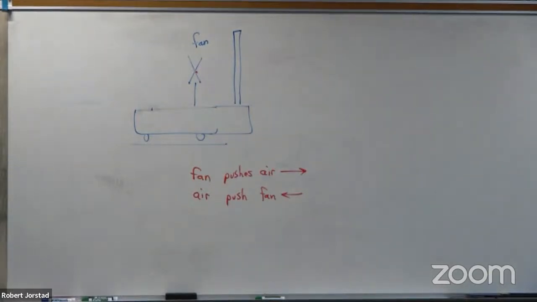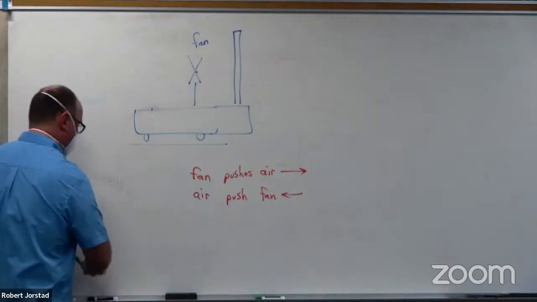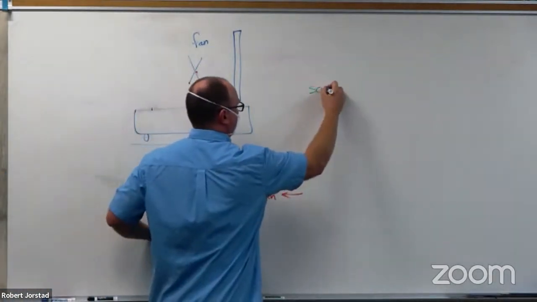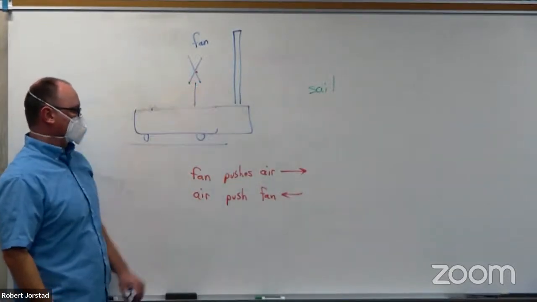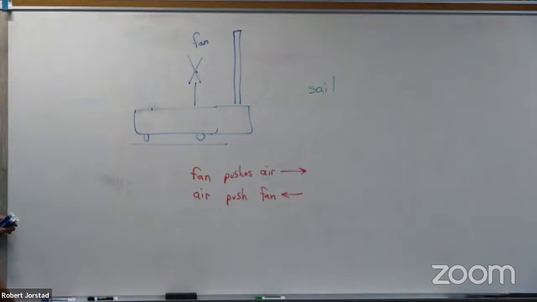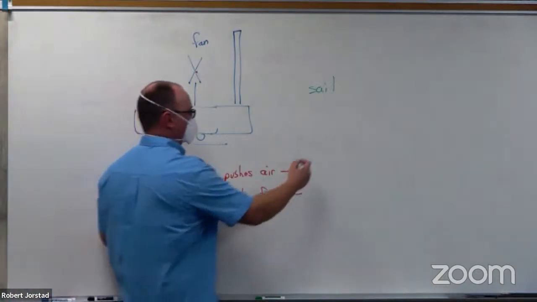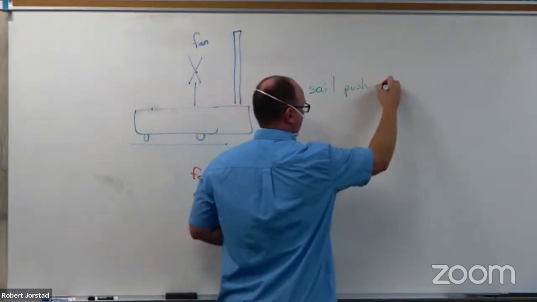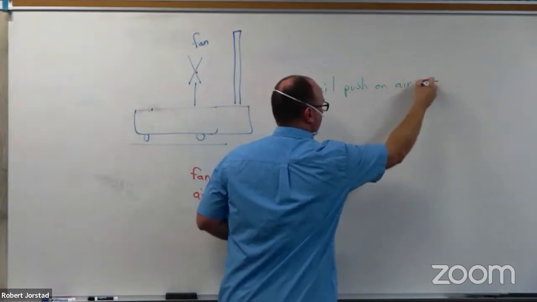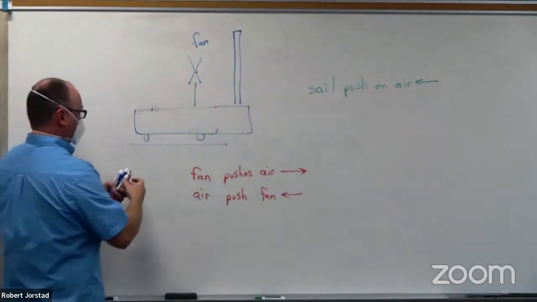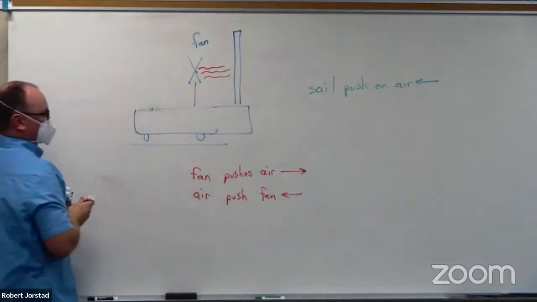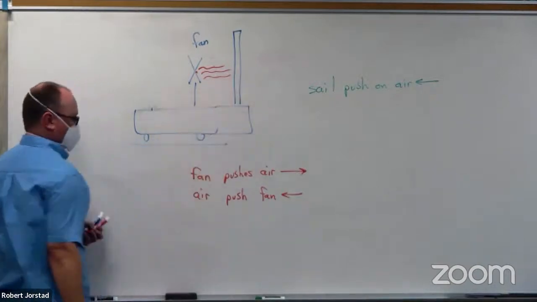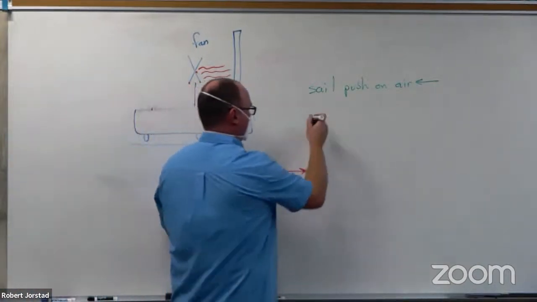All right. That's what we saw when we had no sail on that. So now with the sail, right? Which way is the sail going to push on the air? Think about this. The air is going to be flowing this way, and as a result, the sail is going to push this way on the air. So which way does the air push on the sail?